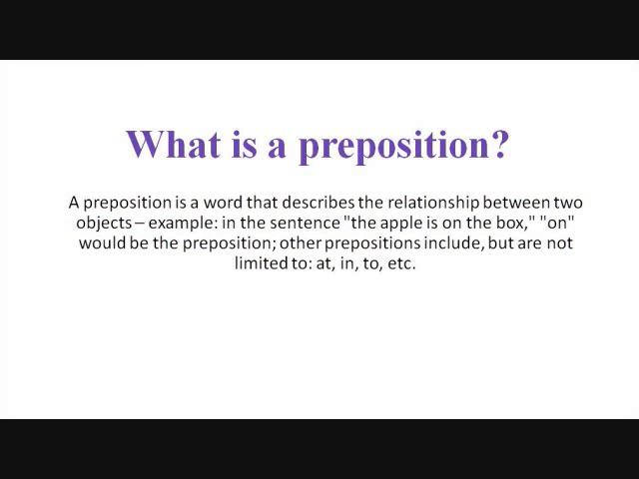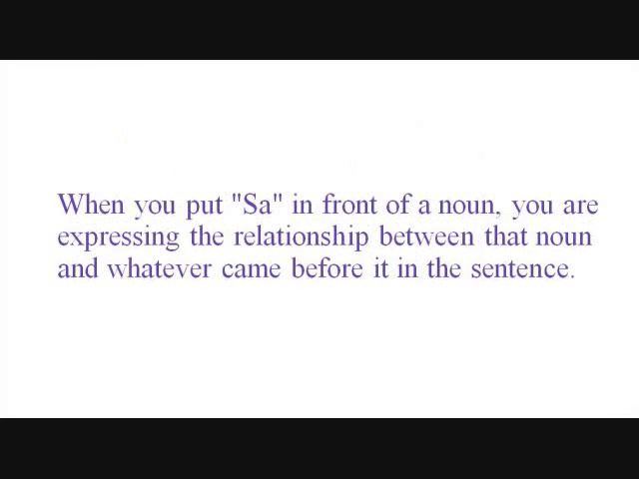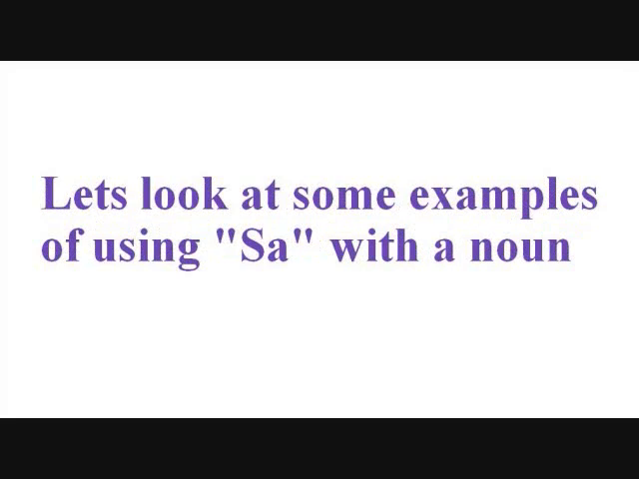Let's take a moment and talk about prepositions in case the definition is a little fuzzy. A preposition is a word that describes the relationship between two objects. For example, in the sentence, the apple is on the box, on would be the preposition. Other prepositions include, but are not limited to, at, in, to, and many others. When you put sa in front of a noun, you are expressing the relationship between that noun and whatever came before it in the sentence.